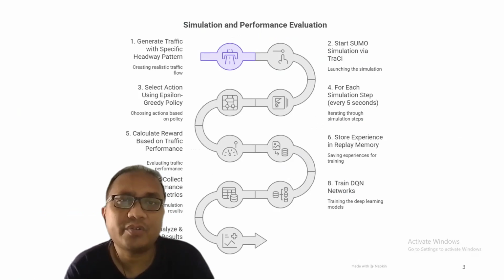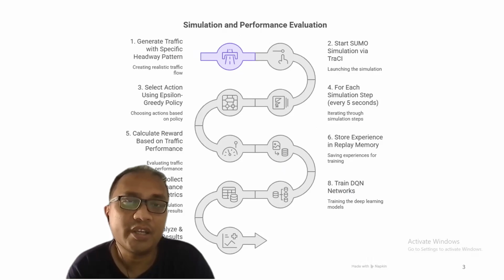Now I am talking about the simulation and performance evaluation. I divided it into 9 steps. Step one, I generate traffic using different headway patterns. Then start the SUMO simulation using TraCI, select action, epsilon greedy policy for DQN, and every simulation iterates every 5 seconds and calculates reward for traffic performance and stores the experience in memory. Then collect performance metrics, lastly train the DQN, and also evaluate with respect to the rule-based method, and lastly analyze and compare results.